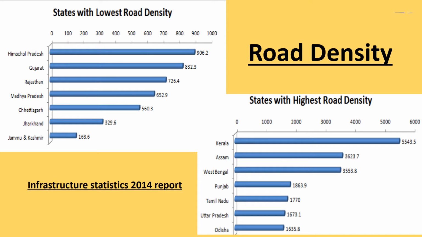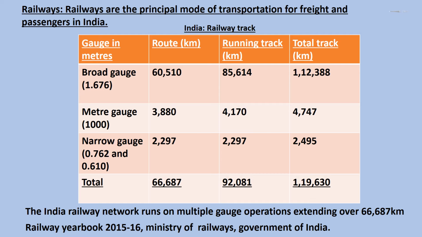In the given figure, you can see states with lowest road density and the state with highest road density. This information belongs to Infrastructure Statistics 2014 report. Railways are the principal mode of transport for freight and passengers in India. It has been an important means of transport. Besides this, in India, railways have been a great integrating force for more than 150 years.